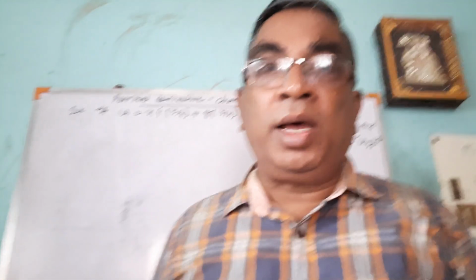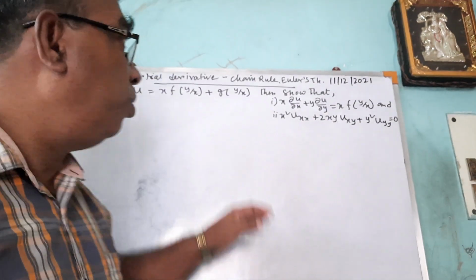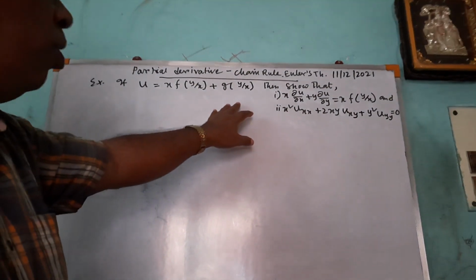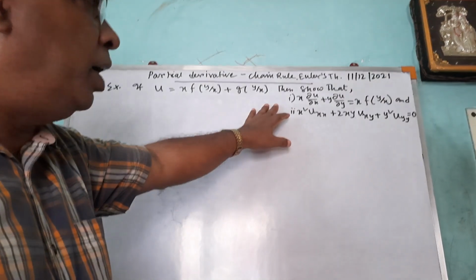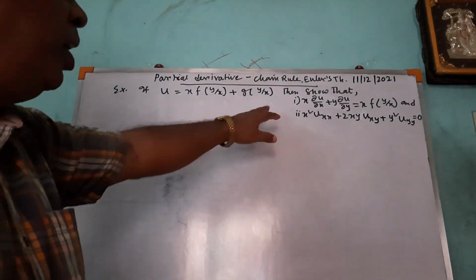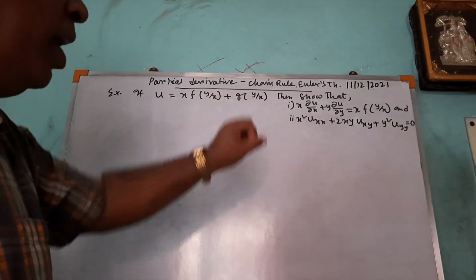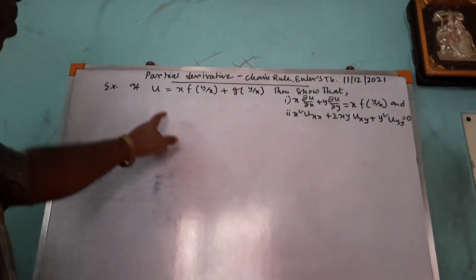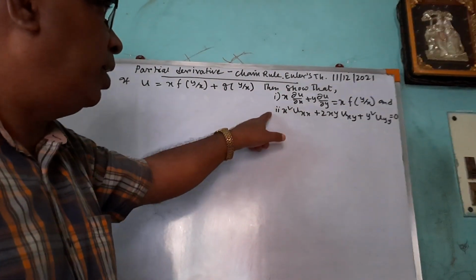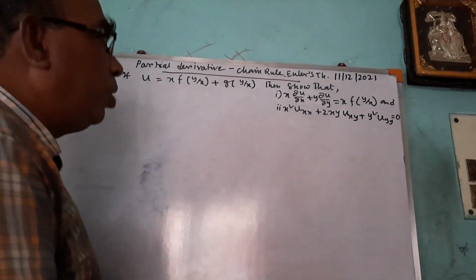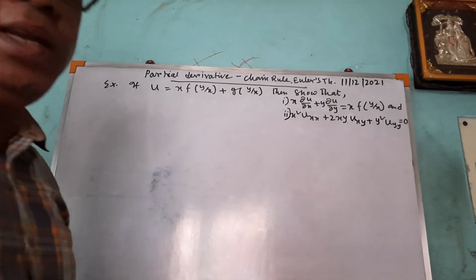I have taken a sum from a university question paper. This is a very important sum for BTech, especially engineering mathematics. This is the 11th lecture of the partial derivative chapter: if u equals this, then show this and this. These two are very important sums. Actually it is one sum, with two parts taken here.